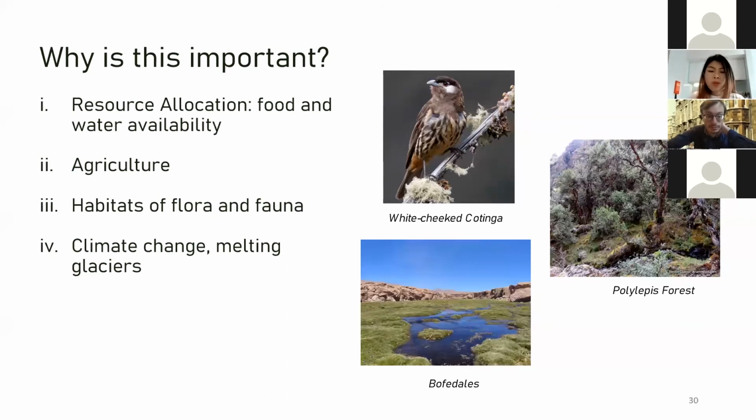So why is this all important? First reason is resource allocation. Greening indicates an increased water and food availability, and browning indicates a possible shortage. And this suggests that some action should be taken if people are reliant on the browning areas for resources.